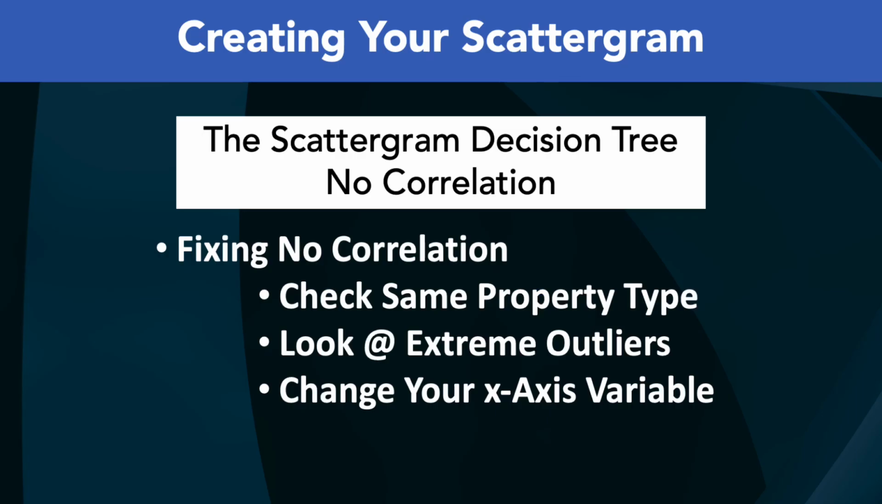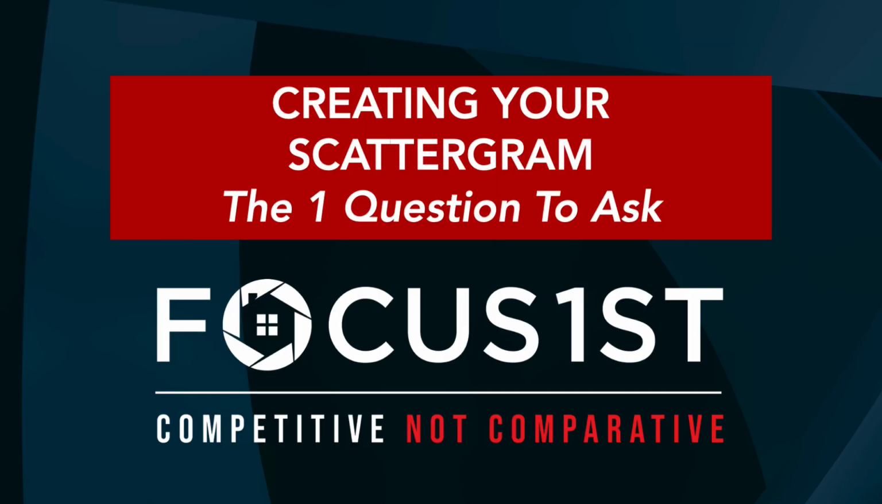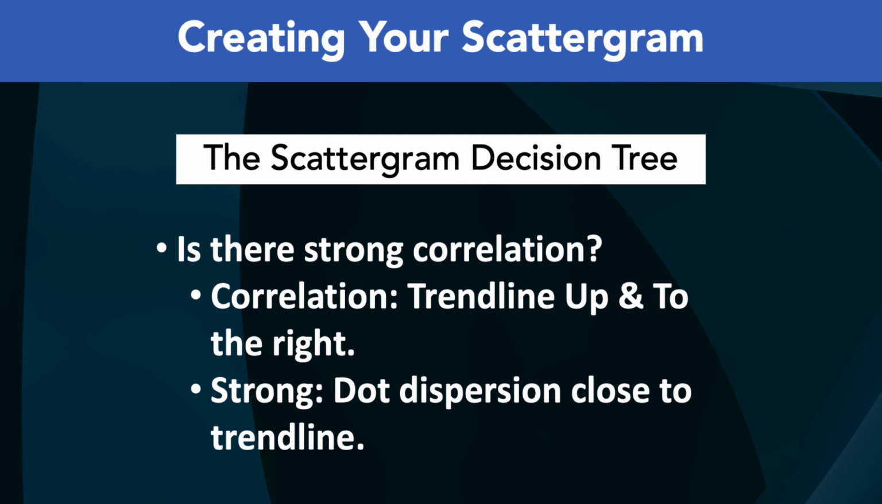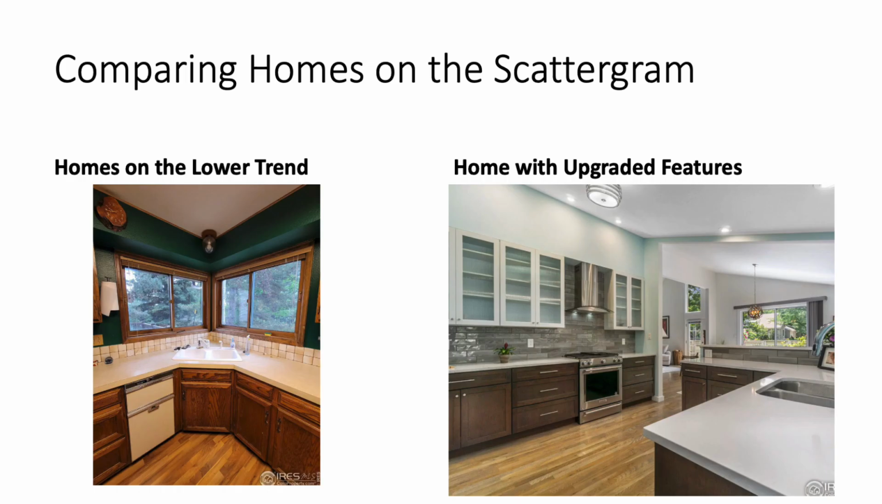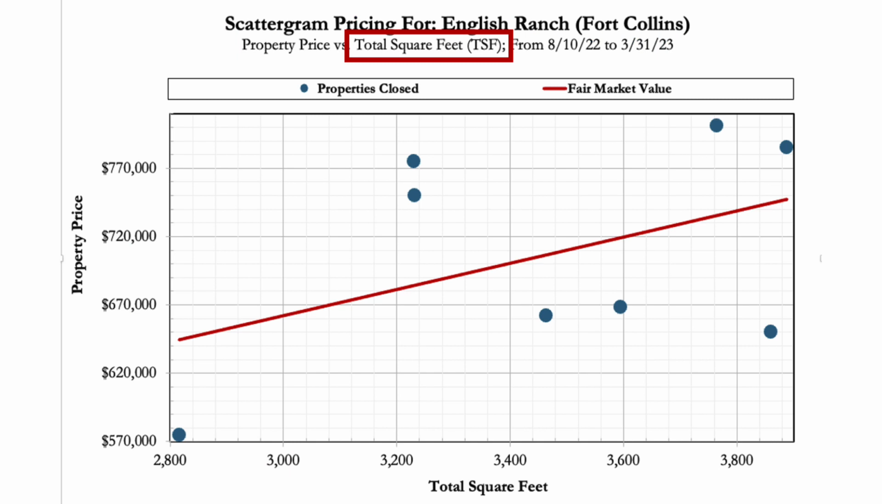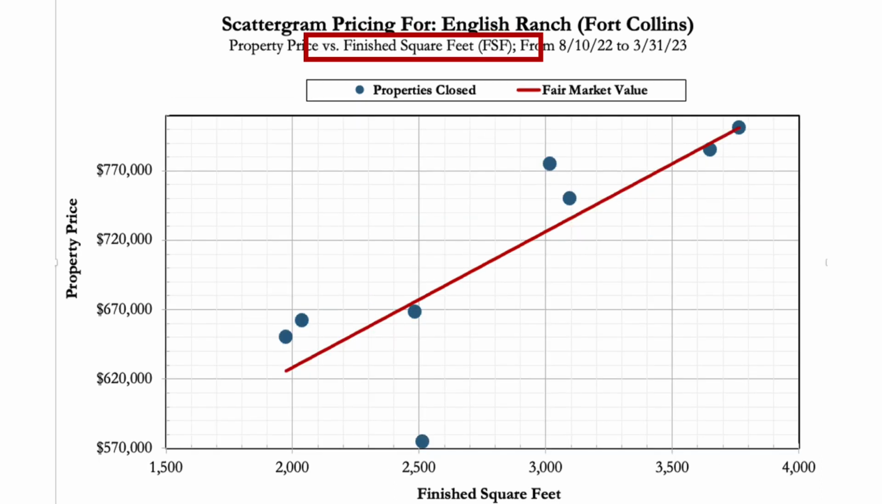So remember, the question we're asking ourselves, come all the way back here, is there strong correlation? So is the trend line up and to the right, and is the dot dispersion pretty close? Most cases you'll find a graph when you first start looks much closer to this than anything else. Now you might get lucky and start out with a perfectly strong correlated line, and if you do, you're good to go. If you see something like this, again, remember we're going to change the x-axis first, really kind of alternating between total square feet, finished square feet, and above ground finished square feet, and find that number that gives you a much stronger correlation.